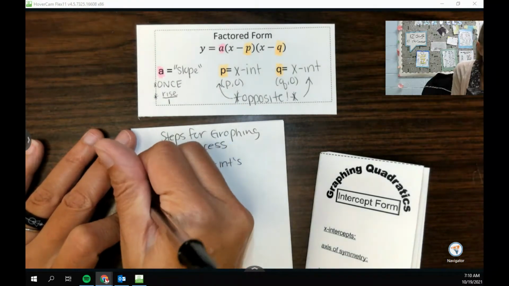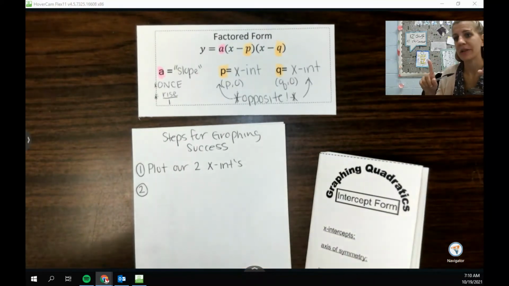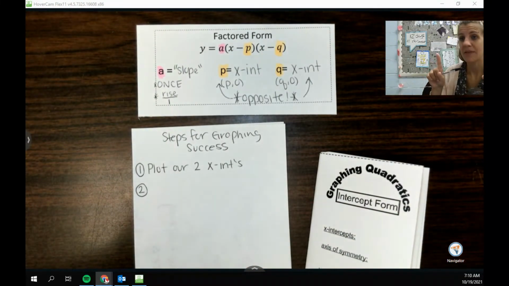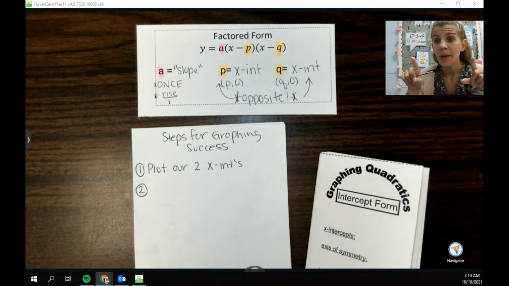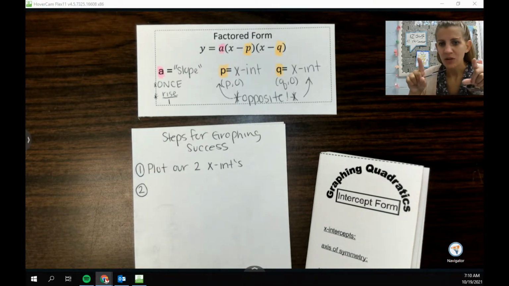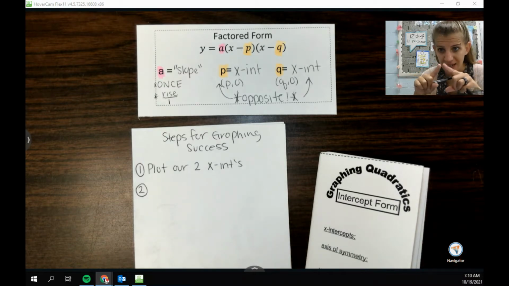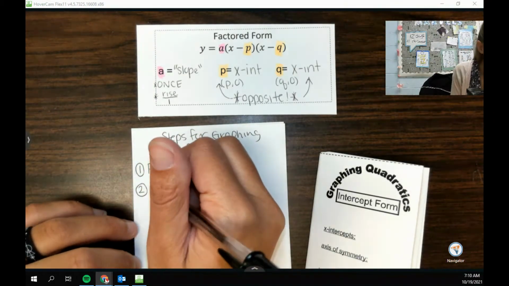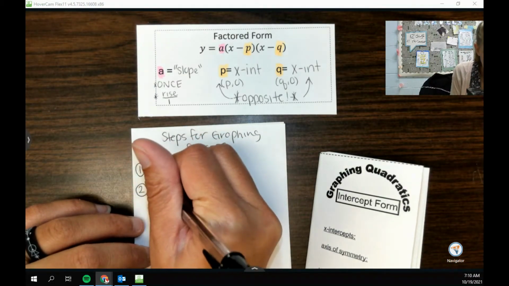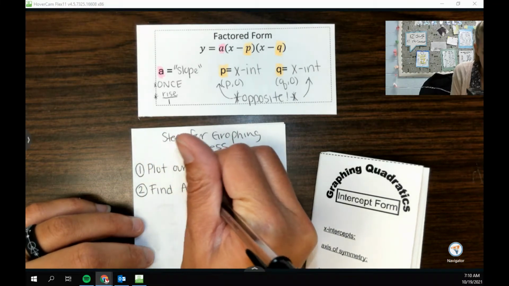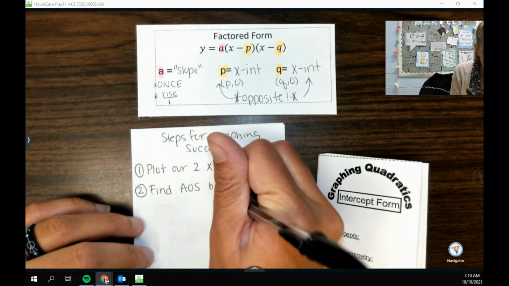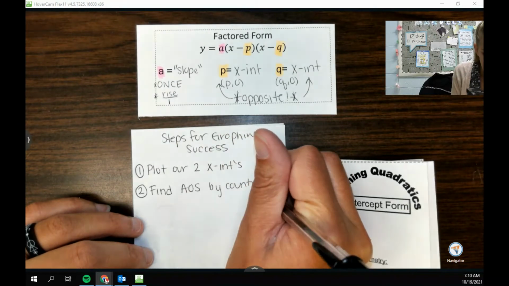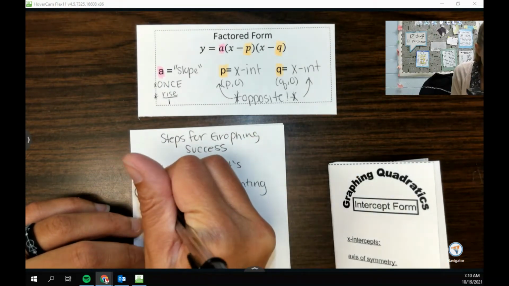Easy. Second thing, if you remember when we were doing that activity earlier, once you have your x-intercepts, because a quadratic is symmetric, you can now count in until you meet in the middle, and the middle is where our axis of symmetry is. So step 2 is we find the axis of symmetry by counting to the middle.